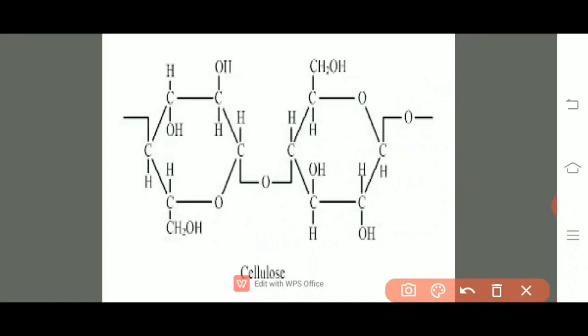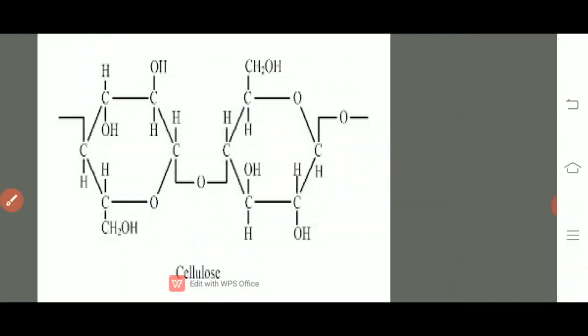Both the organisms, the herbivorous animals and their respective symbiotic organisms, are mutually benefited and thereby they establish a symbiotic relation. That is, the herbivorous animals provide food and shelter to the microorganisms. In turn, these microorganisms synthesize cellulase and help in the digestion of cellulose.